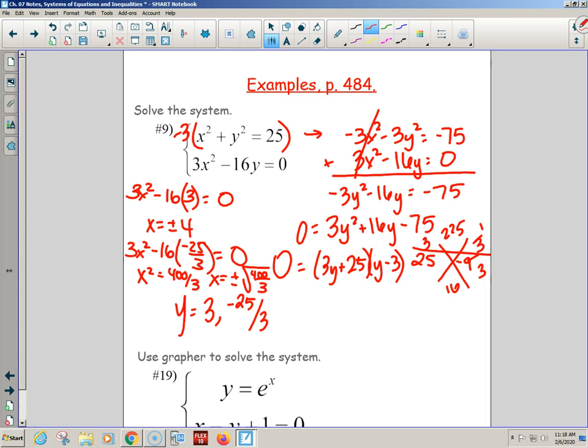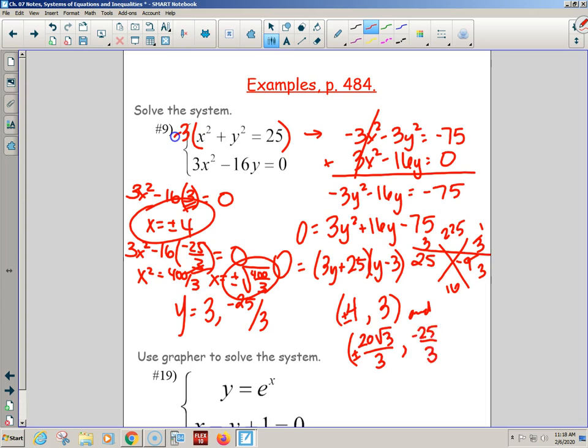Here's the bummer. What does this actually mean? How many intersection points do I have? I have this going with the 3. I have this going with the negative 25 thirds. Don't I have 4 plus or minus 4 with 3? 2 different points there. And don't I have square root of 400 is 20, right? 20 root 3 over 3 when I rationalize, with my negative 25 thirds.